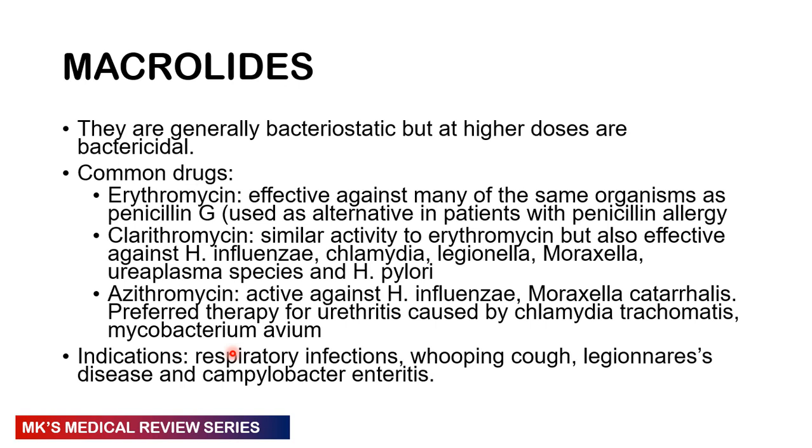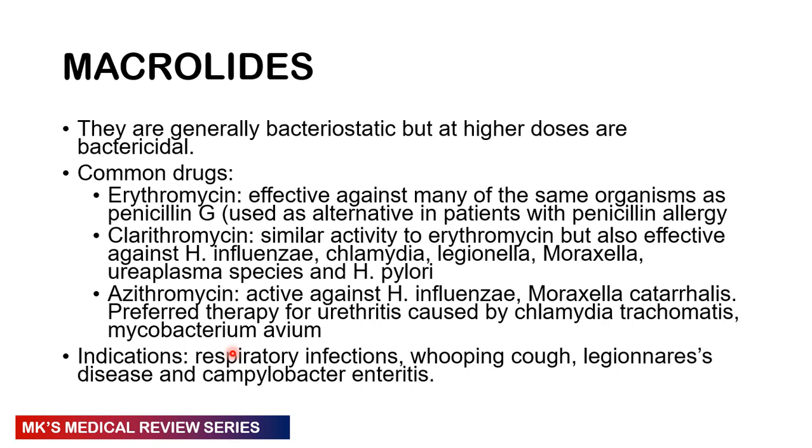Next group of drugs is of course the macrolides, which just like the previous group of drugs are also bacteriostatic, but at higher concentrations can be bactericidal. Common drugs include erythromycin, clarithromycin, and azithromycin. So erythromycin is quite effective against many organisms, similar to penicillin G, so it can be used as an alternative to patients that are allergic to penicillins.